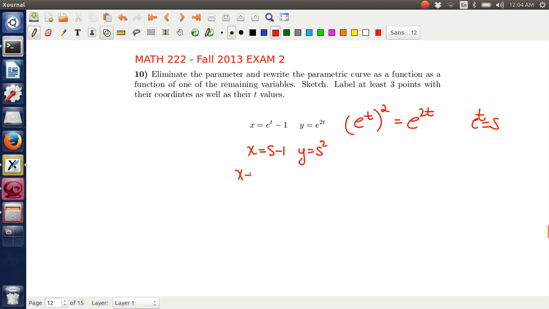And then we can add 1 to both sides over here, and then s squared is going to look like something like that, and then that is equal to y. So we get y equals x squared plus 2x plus 1. So by one mechanism or another, you're going to end up with this equation.